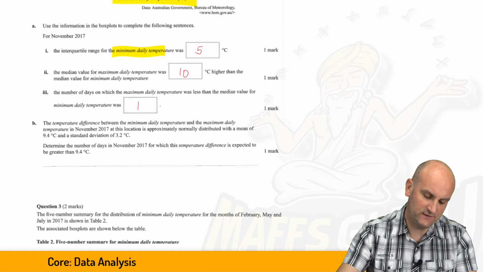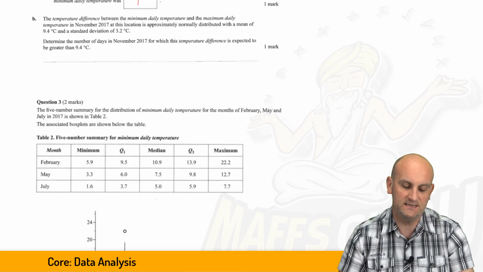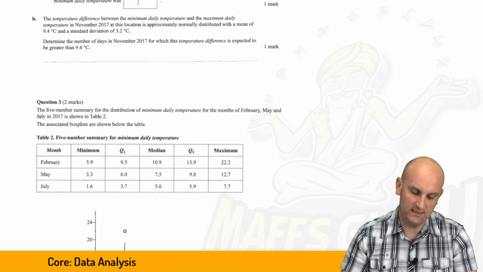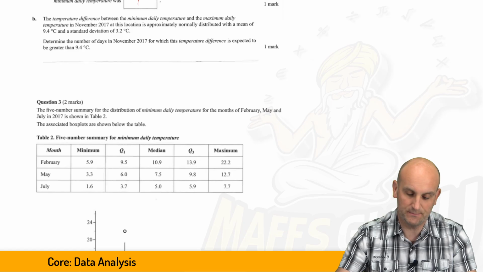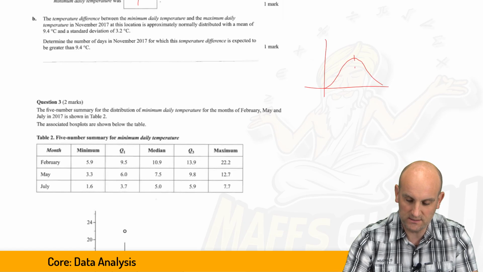Part B, the temperature difference between, let's scroll up first. The temperature difference between the minimum daily temperature and the maximum daily temperature in November 2017 at this location is approximately normally distributed. Here we go, there's my normal distribution. Always like to draw those things.